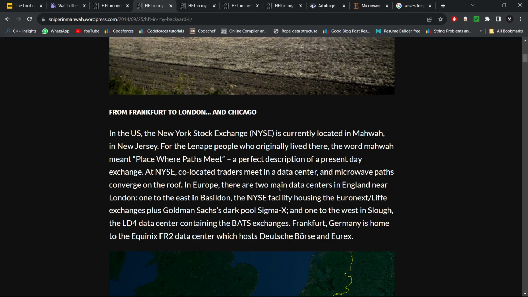And in Europe there are two main data centers in England near London. One to the east in Basildon, which is the NYSE facility housing the Euronext and Liffe exchanges. Euronext and Liffe are two very major exchanges of Europe, plus there is Goldman Sachs' dark pool Sigma X. Then there is one to the west in Slough, the LD4 data center, which basically contains the BATS exchange, which is again a very major exchange.